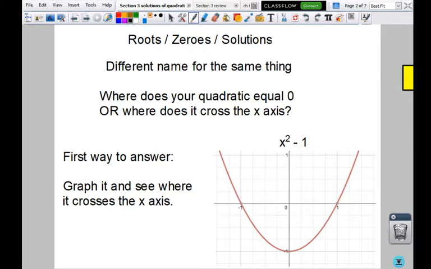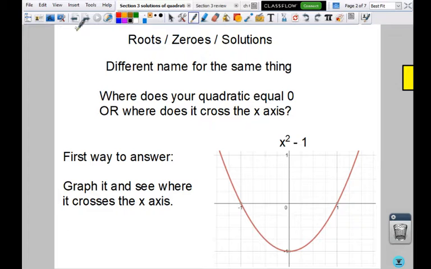And what they all mean is, where does your quadratic equal 0, or where does it cross the x-axis? Oh, sorry, x-axis, that's what I meant. I was thinking when y is 0. So where does your quadratic equal 0, or where does it cross the x-axis?